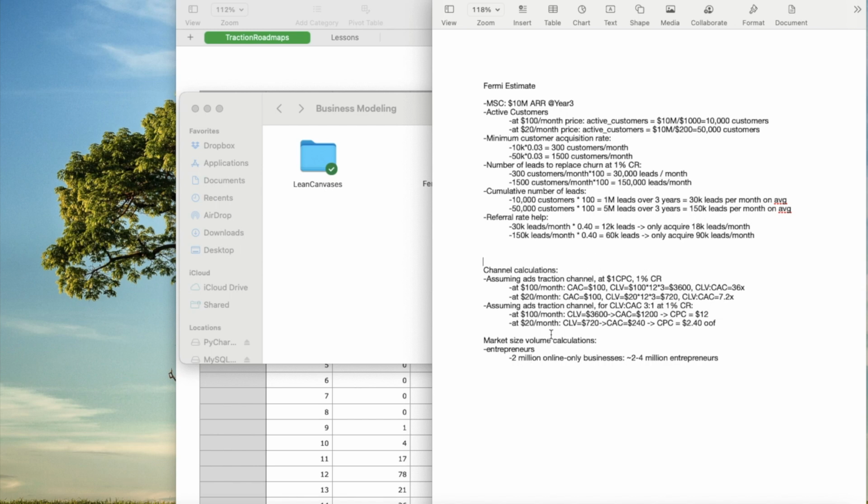Here, this is only one small segment, one of the segments, and this channel math seems to imply that I should be fine. But of course, that is an assumption that we're going to validate empirically when we get out of the building and talk to customers. Okay, so that's the Fermi estimate. Next, we'll move on to the traction roadmap, which is the most important of the three.